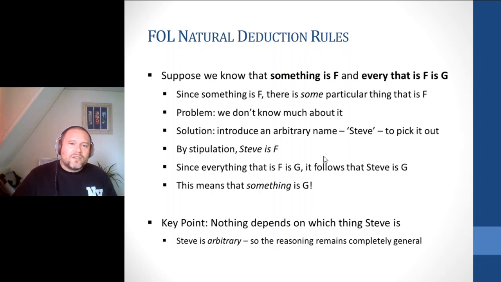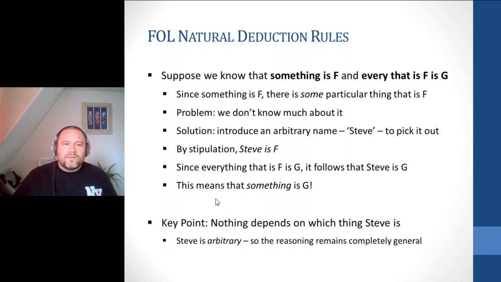Nothing in this chain of reasoning depends on which particular thing Steve is. Steve is arbitrary. That is, Steve could literally be any object at all in our domain. There's no particular thing that this name picks out. But we can still use the name to perform the kind of reasoning that we just did here.